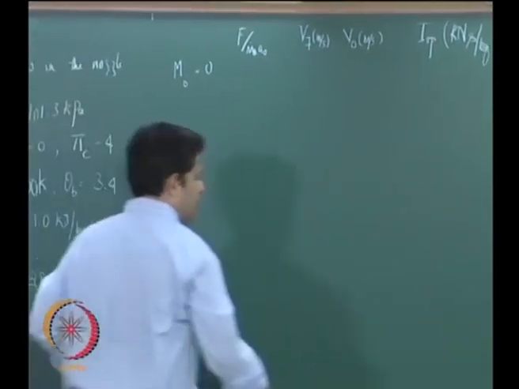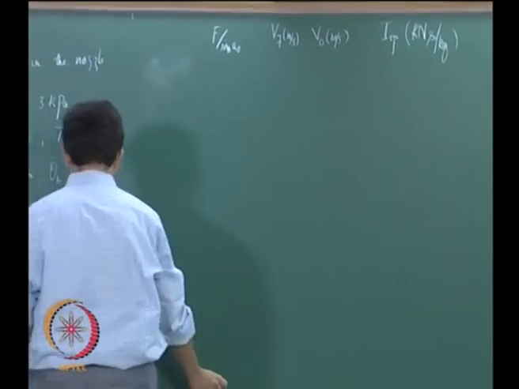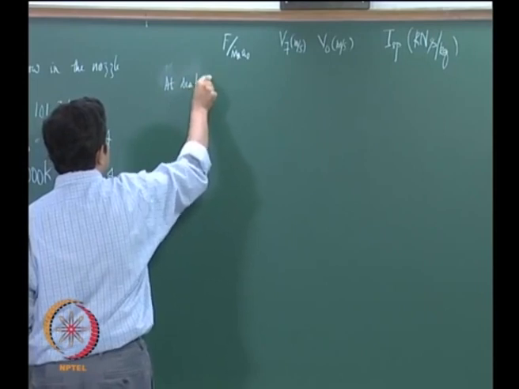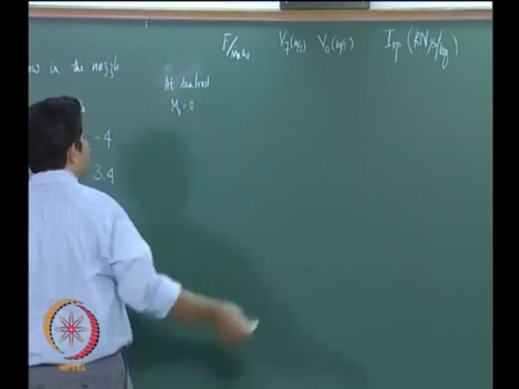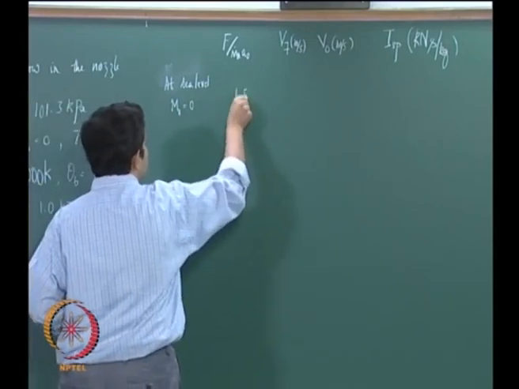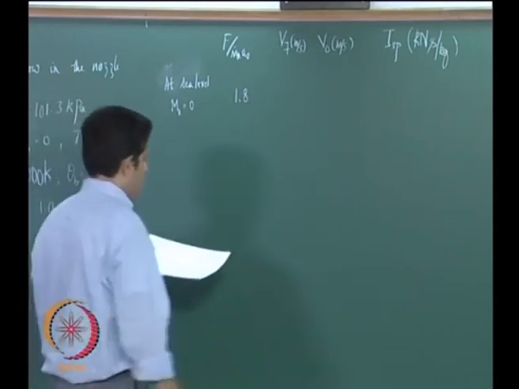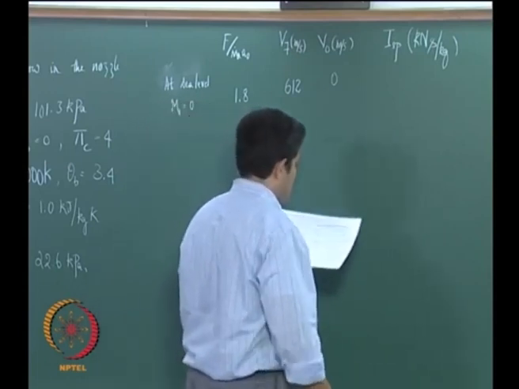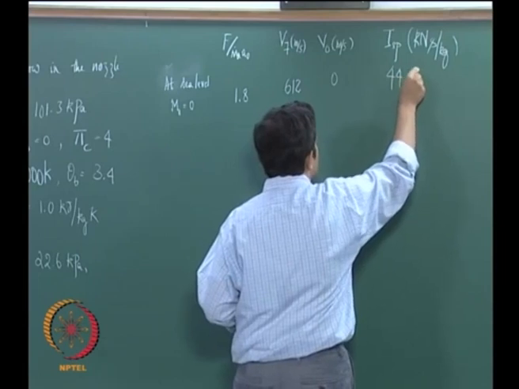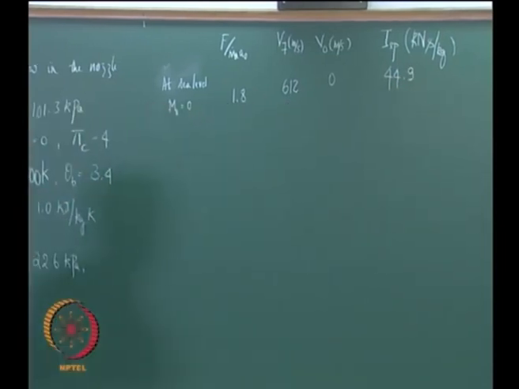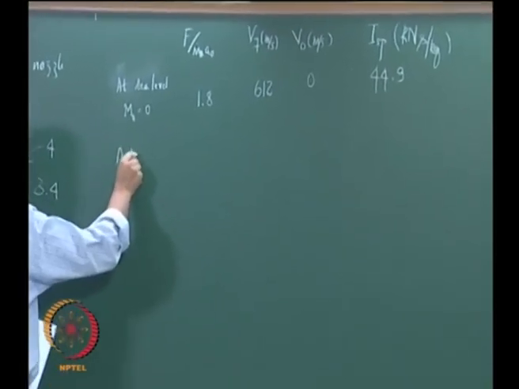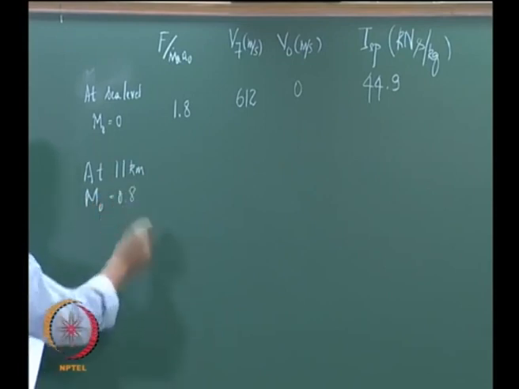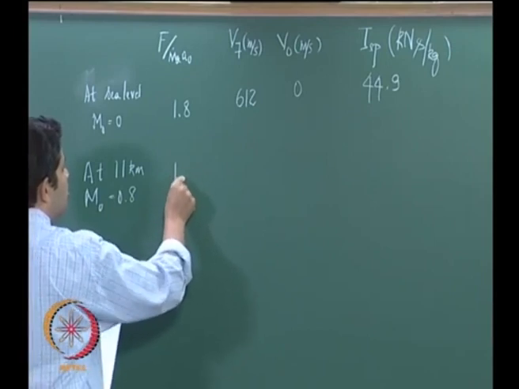So if we take the sea level performance, that is at sea level, M naught is equal to 0, and using this we will get F by m dot a naught as 1.8, and this would be something like 612 meters per second, and this would be 0, and ISP would be something like this. Now at 11 kilometers, M naught would be 0.8, and this would reduce slightly to 1.76.